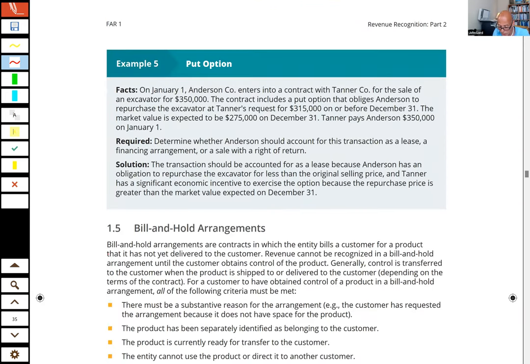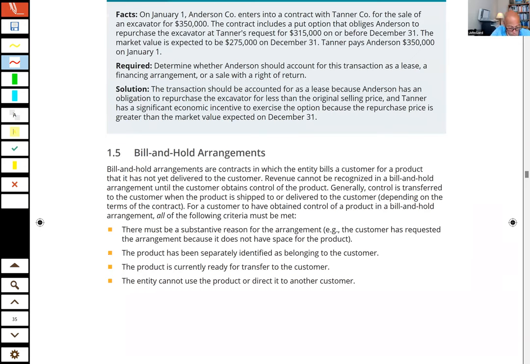Okay, good. Let's look at bill and hold arrangements. So what happens here? I buy something from you, but I'm not ready to receive the item yet. I'm building my factory. I bought a piece of equipment from you, but my factory isn't done yet, and you're ready to deliver the equipment to me. I say, Serena, is it okay if you hang on to this for me for a couple of months until my factory's done? We're behind schedule on the production of that. You say, sure, we'll do this for you.